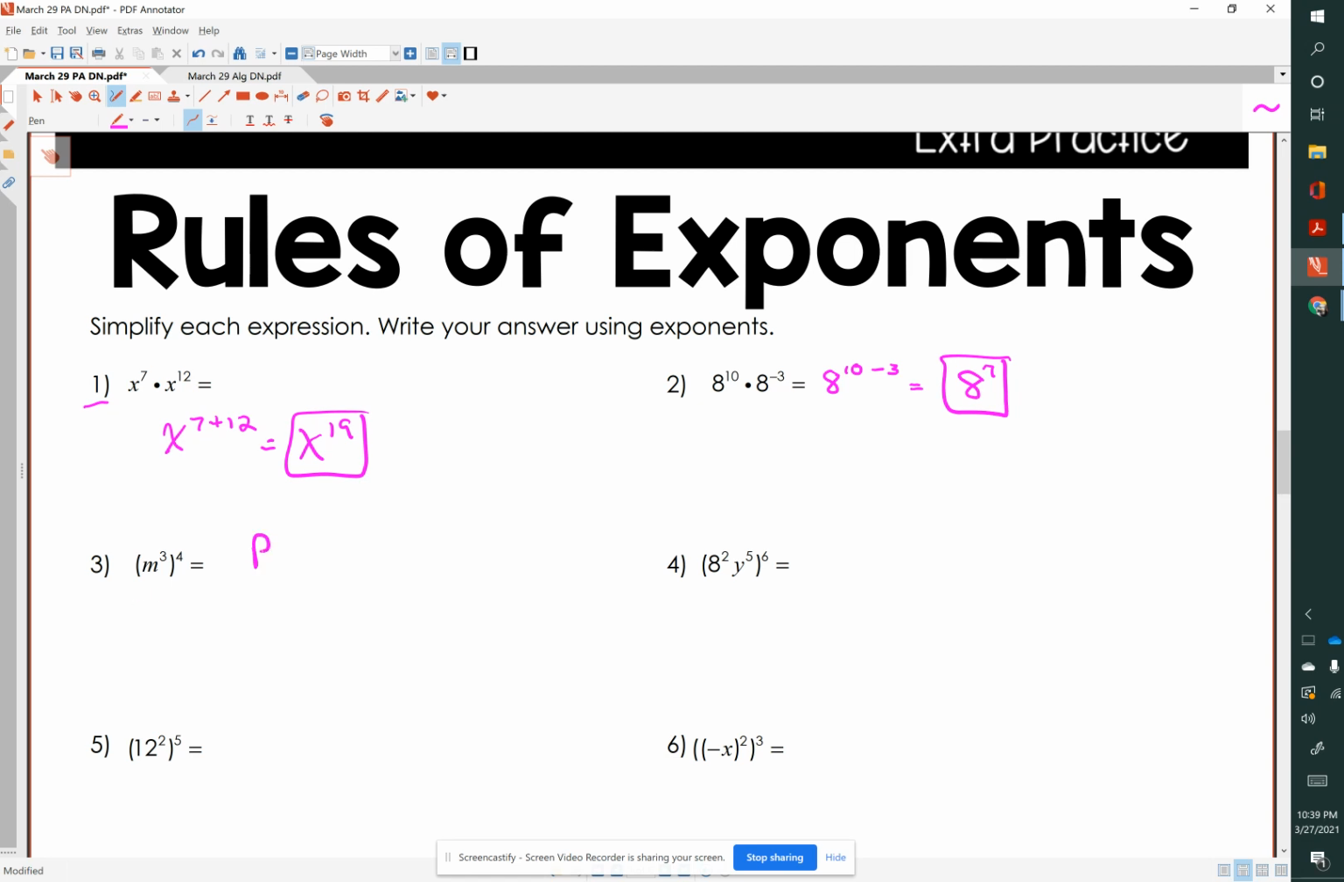Now we have the power rule, where we have to multiply the exponents. So m to the 3rd raised to the 4th power would be m to the 3 times 4, which would equal m to the 12th. And now with number 4, we have to distribute that 6 through to the 2 and to the 5 by multiplying. So that would be 8 to the 2 times 6, 12th, y to the 5 times 6, 30th. And that's our final answer.